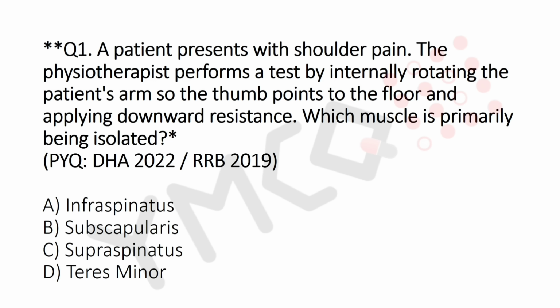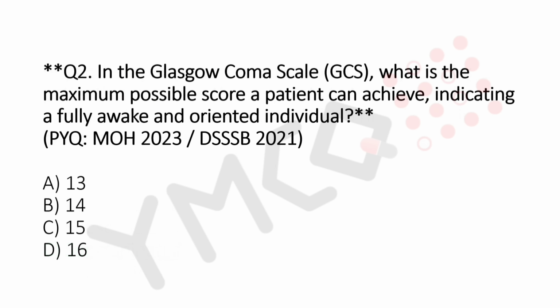And the answer is option C, supraspinatus. This is the empty-can test or Jobe's test, specifically designed to isolate and test the supraspinatus muscle and tendon. Okay. Now let's move to question number 2.